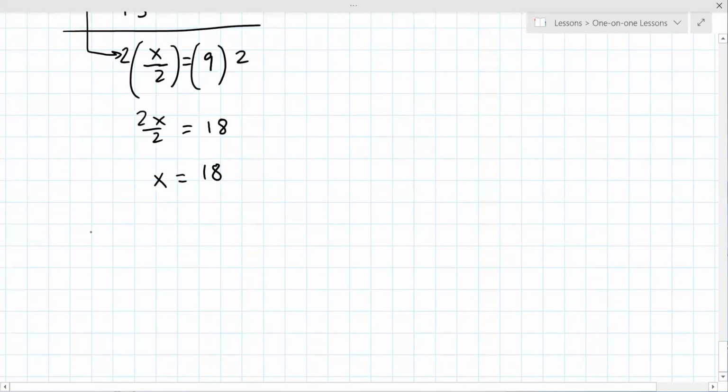I got stuck right there, but I didn't think it was the right answer. So let's try a couple more here. x over 4 minus 5 equals -2.